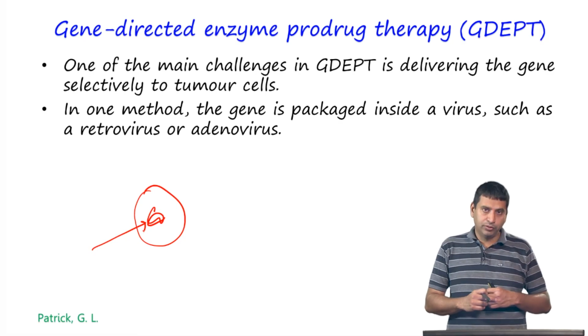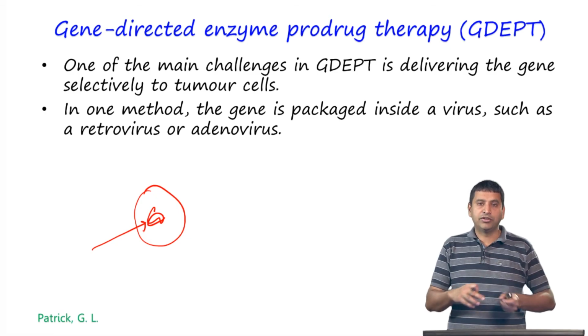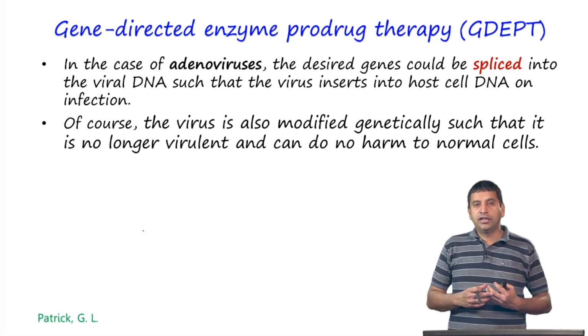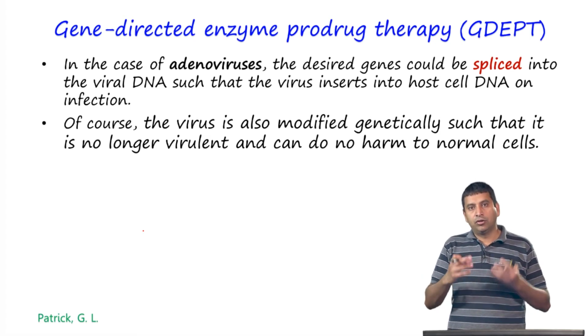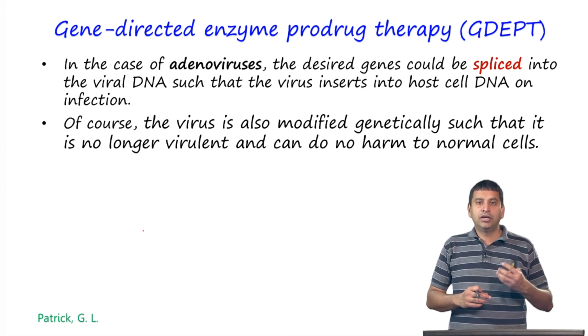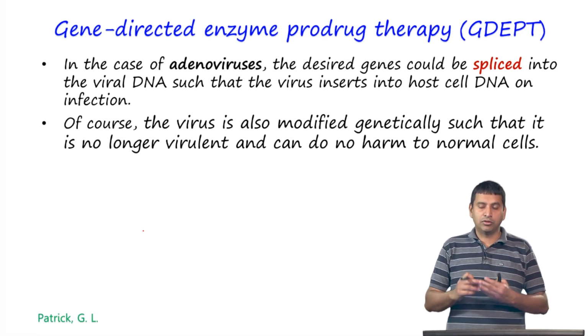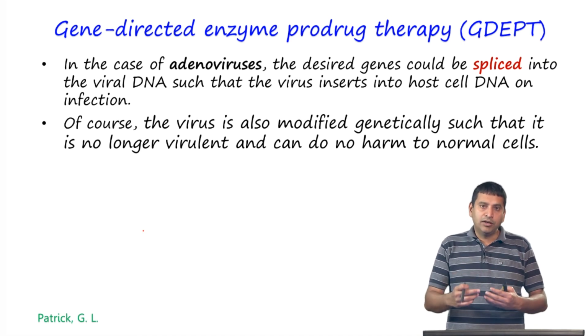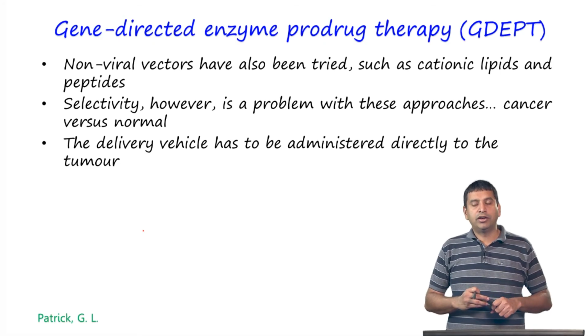So, we would use a retrovirus or an adenovirus with the gene of interest packaged inside. Once it gets in, the desired genes would be spliced into the viral DNA such that the virus inserts into the host cell DNA on infection. The virus is also genetically modified so that it is not virulent, that means it does not harm the normal cell. So, it acts as a delivery vehicle. Of course, there are a number of non-viral vectors that have also been used such as cationic lipids and peptides, but here the problem has always been the selectivity.